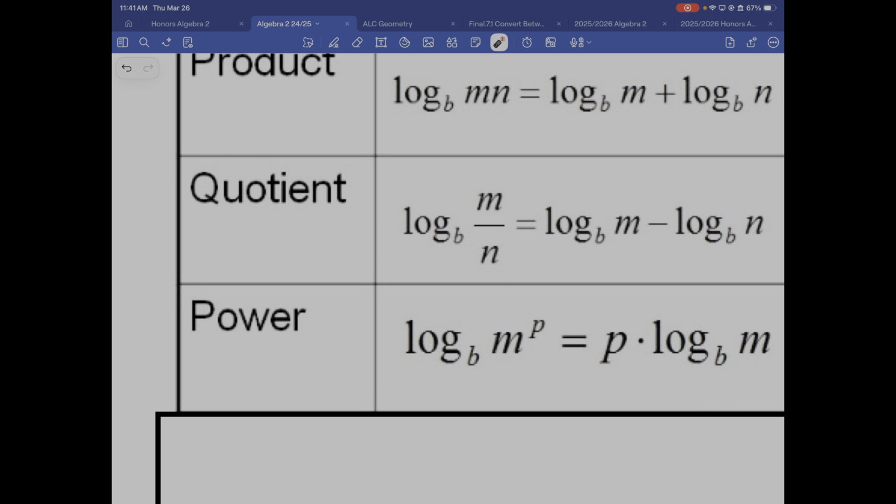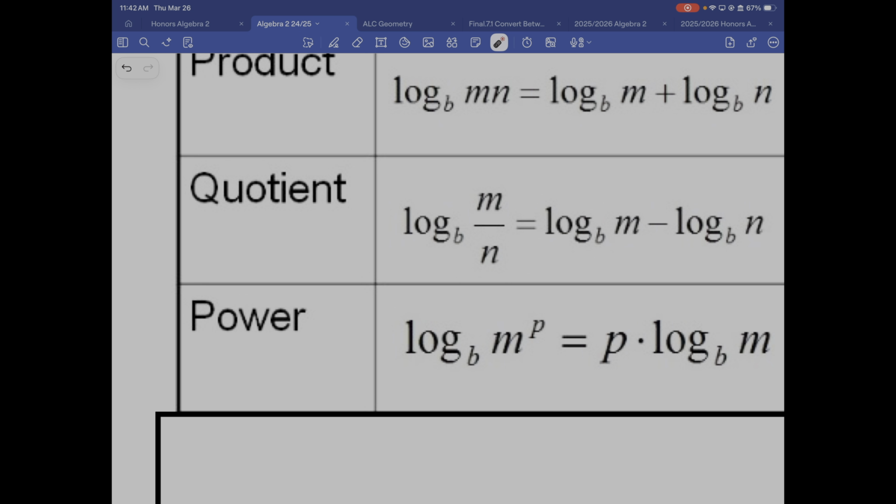Products you multiply, quotient you divide as single logs. Quotient, when you write it in expanded form, log base b of your numerator, m, minus the log base b of your denominator, n. So in product, you add, in quotient, you subtract. Should sound familiar. It's what we did when we did exponents. When we multiplied exponents, we added them. When we divided exponents, we subtracted them. It's the same thing. Right?